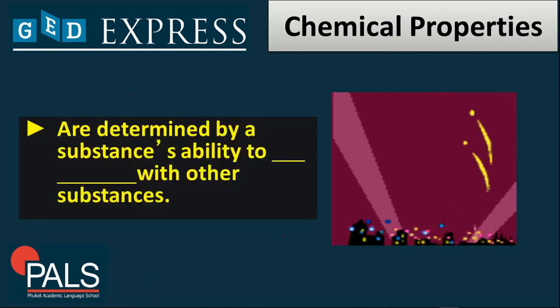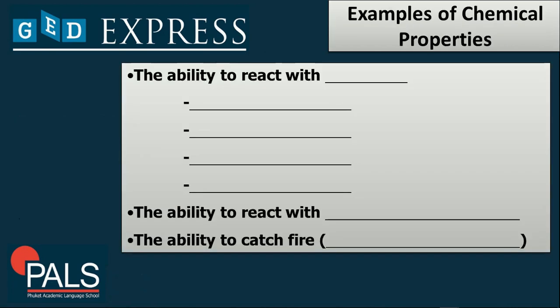Now, a chemical property is defined or can be determined by a substance's ability to blank with other substances. Can you guess what should be the word in the blank? You're right, the answer would be react. So, if a substance reacts with another substance to produce a new product or a new material, that is a chemical change.